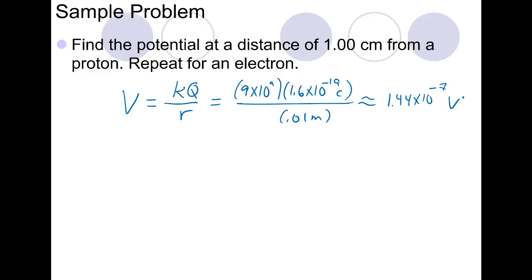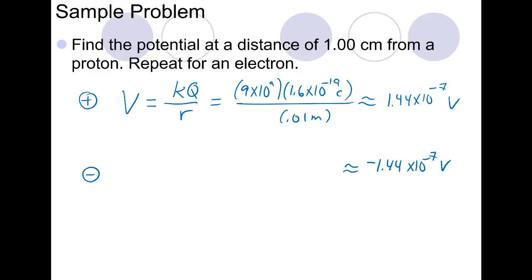Now for an electron, it's the same thing, but you get a negative sign on the charge. So for the electron, here's the proton. For the electron, you just get negative 1.44 times 10 to the negative 7 volts. Okay.